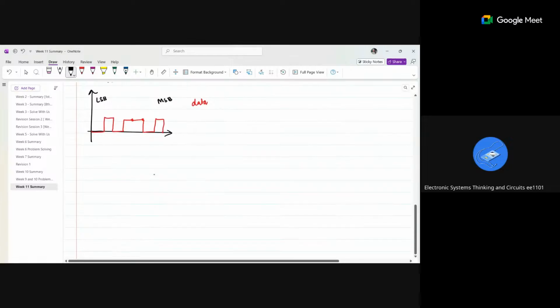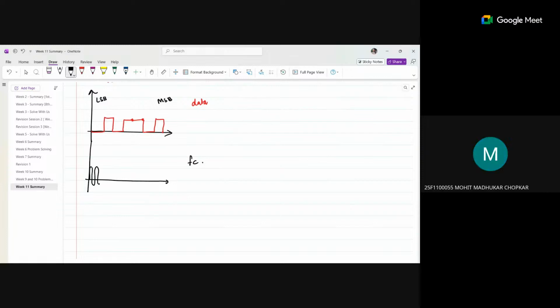So I will have one carrier signal. Now, what is the carrier signal? The signal over which my actual data will be overlapped and it will be transmitted between the transmitter and the receiver. That's what I'm going to explain later. So this is one signal. We call it the carrier signal.